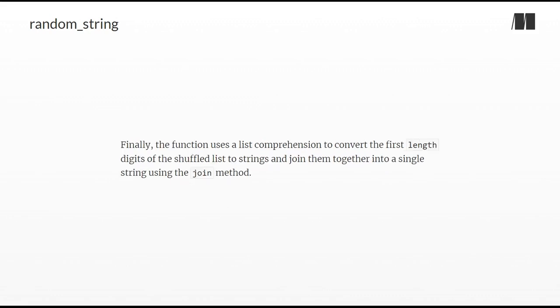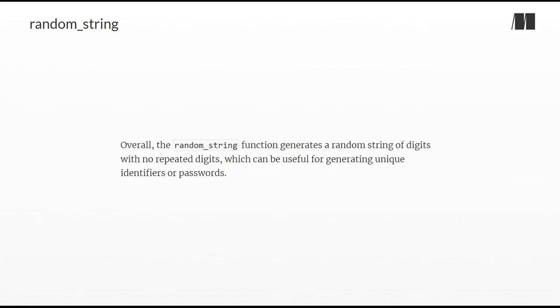Finally, the function uses a list comprehension to convert the first length digits of the shuffled list to strings and join them together into a single string using the join method. Overall, the random string function generates a random string of digits with no repeated digits, which can be useful for generating unique identifiers or passwords.